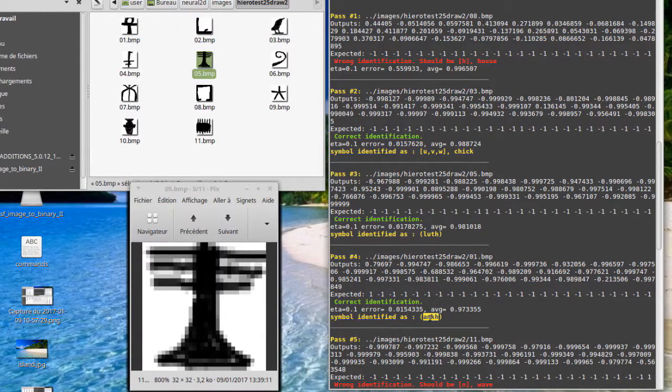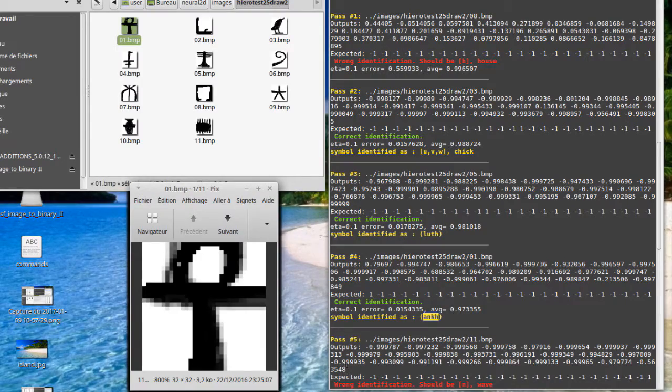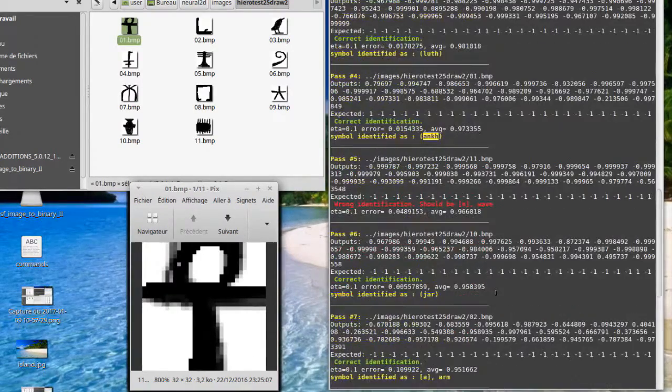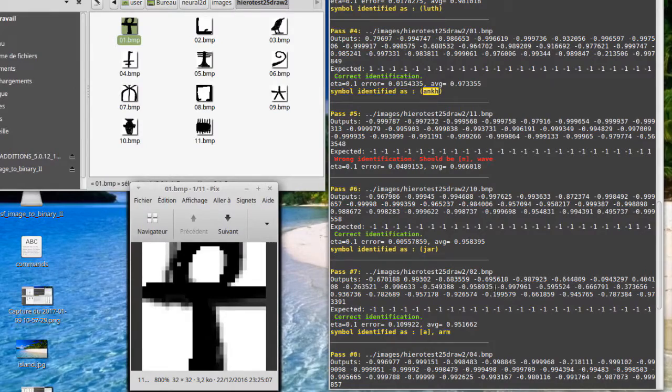As for the Lutz hieroglyph and the Hunks, some of them are incorrectly recognized. This is as much a lack of training data factor as my poor drawing skills.